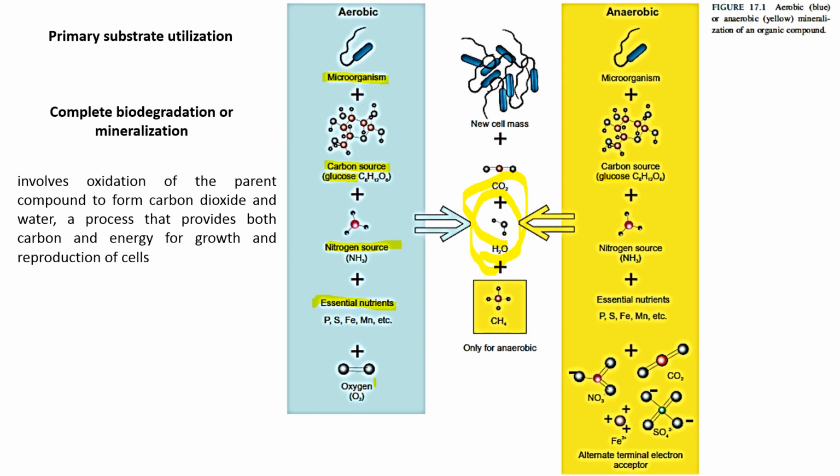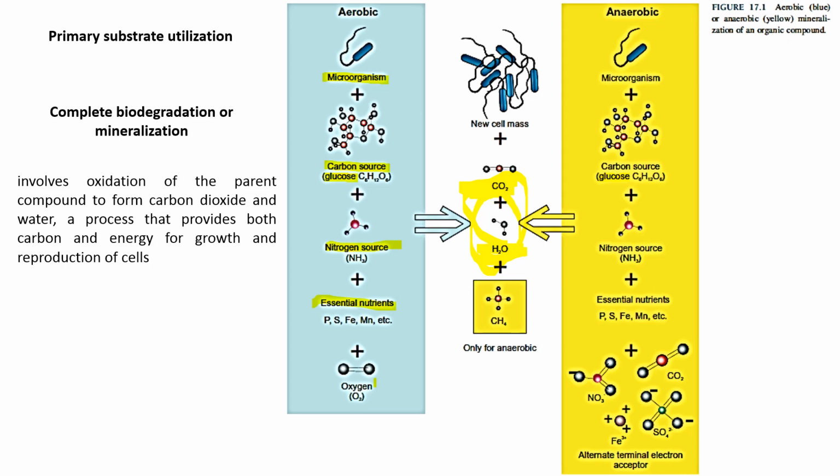That process is called primary substrate utilization. We can also call it complete biodegradation and mineralization. If we have to call it complete, it should produce carbon dioxide and water. So for our pollutant, instead of glucose, if we have a pesticide, the pesticide complex should be completely broken down to carbon dioxide and water, and it should generate ATP. That is the concept behind primary substrate utilization.